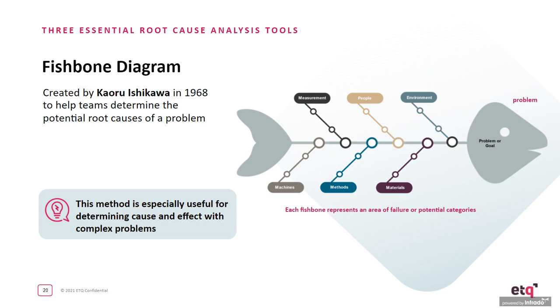The fishbone diagram is the first that we're going to be discussing, which was created by Kaoru Ishikawa, so it's also known as an Ishikawa diagram. He created it way back in 1968 to help teams determine the potential root causes of a problem. Once again, it gets its name from the layout, and the problem is listed on the right side, which represents the head of the fish, and the 6 potential categories or areas of failure in this case are branching out like fish bones. This method is especially useful for determining cause and effect within complex problems.